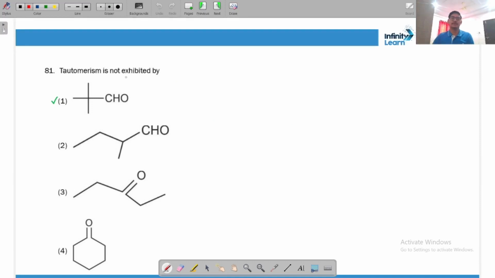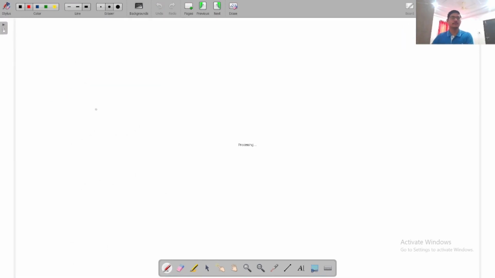Tautomerism is exhibited when the compound has an alpha hydrogen, but this compound has all methyl groups here. So there is no alpha hydrogen. The other compounds do have, so tautomerism is not exhibited by this compound.